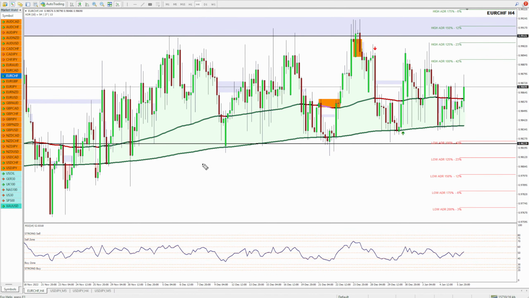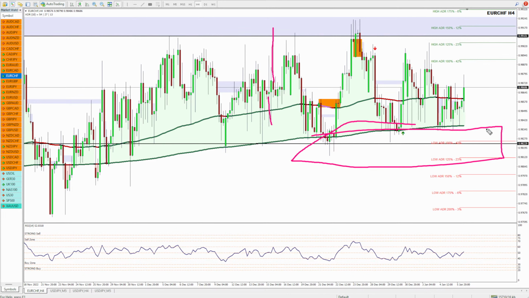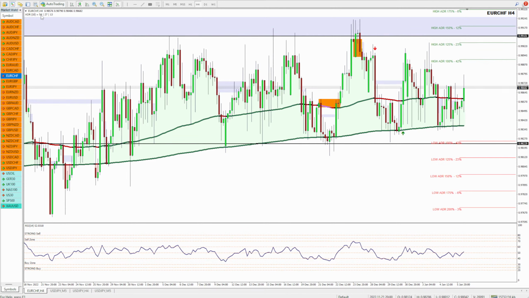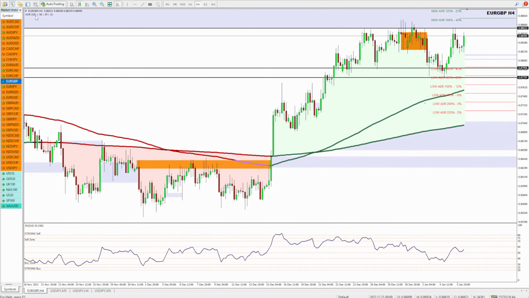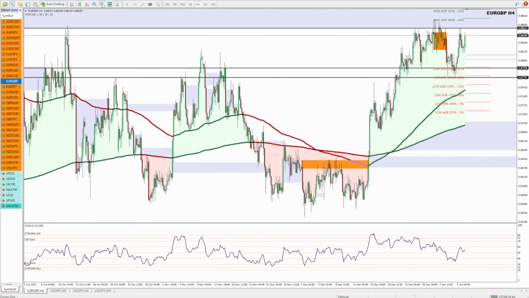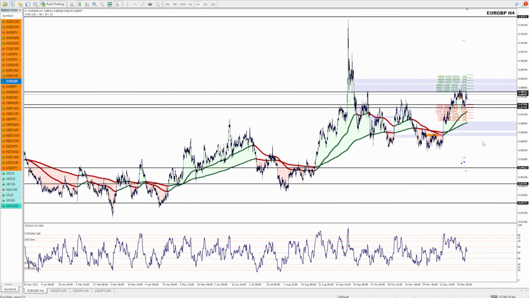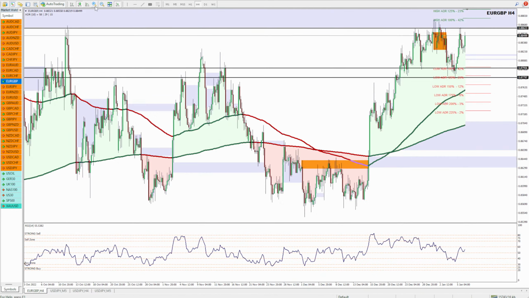Again, just really, it's just so wicky. Look at the wicks on everything. It's just so hard to find any real levels on it. You've got to buy it and sit in it and wait, and it's such a low ADR, it's not worth bothering with. Same as euro pound. Most of the time we're sitting sideways. Euro pound is more of a buy definitely at the moment. So I'll be looking for support bounces. We missed there, the area I've got drawn in.